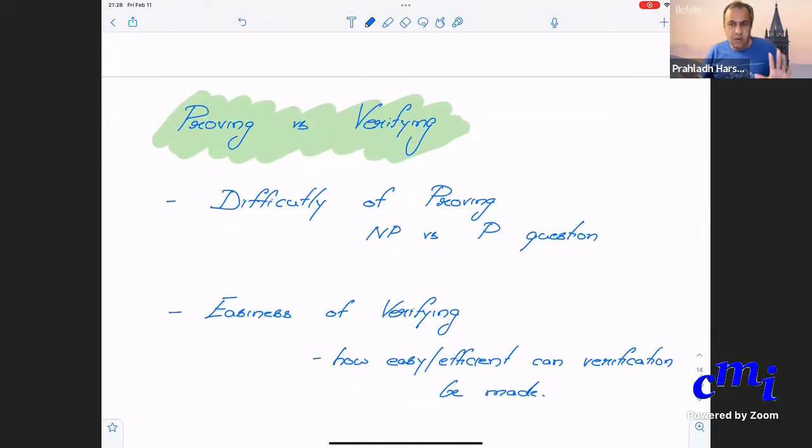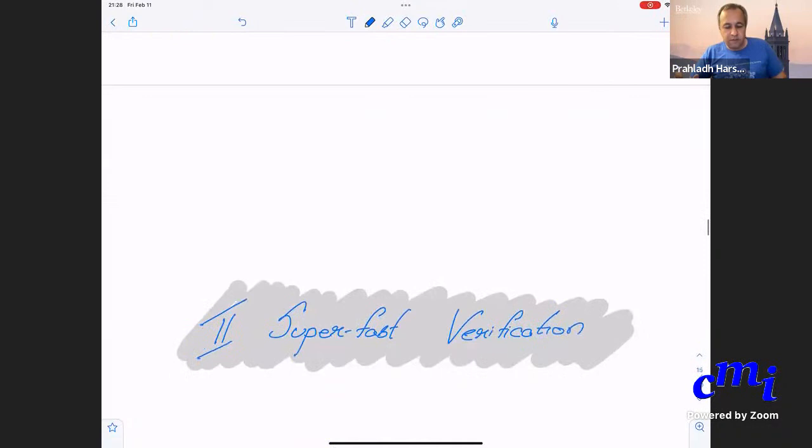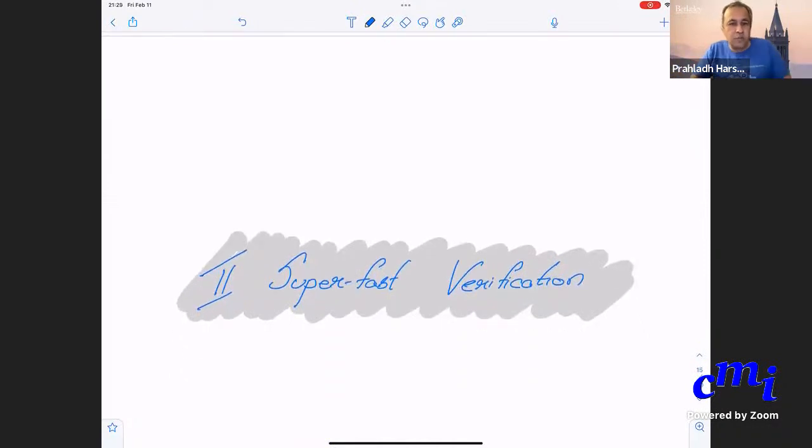Okay. Questions so far? This comes to the end of my first part, and we'll now move on to extend this notion of verification to what I will refer to as super efficient or super fast verification. Any questions?